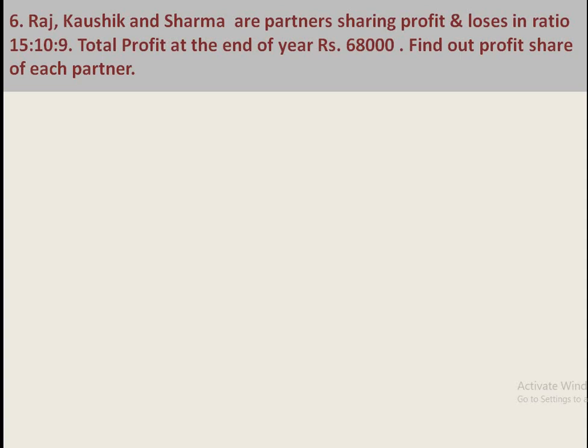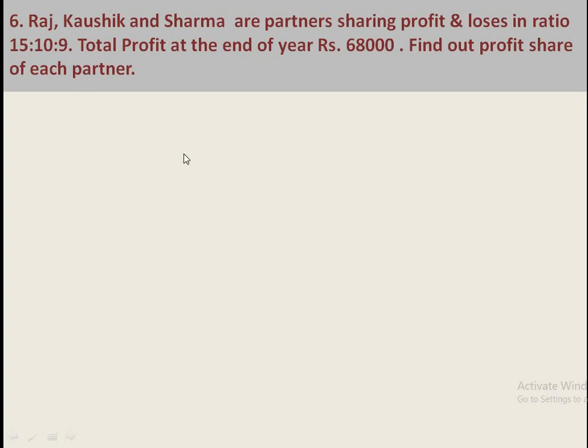Raj, Kaushik and Sharma. This one is a very simple sum. The partners share profit and losses in the ratio of 15 is to 10 is to 9. The total profit at the end of the year is 68,000. You need to find out the profit share of each partner. That is very simple. The total profit of the firm is 68,000. You have to distribute it among the partners in 15 is to 10 is to 9.